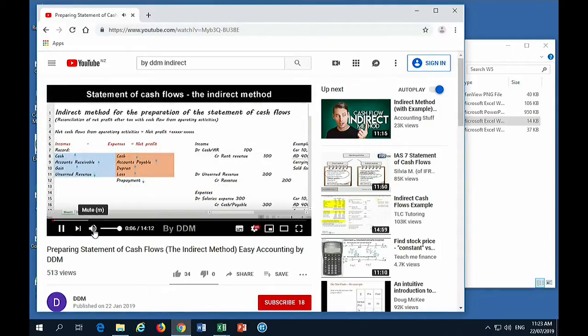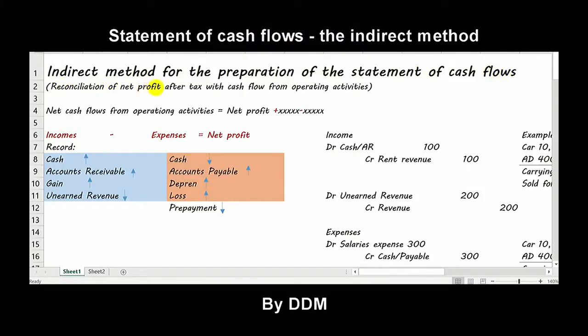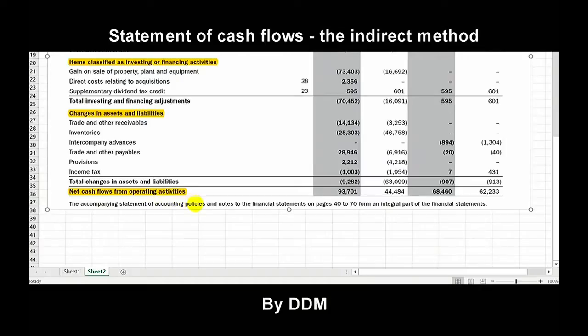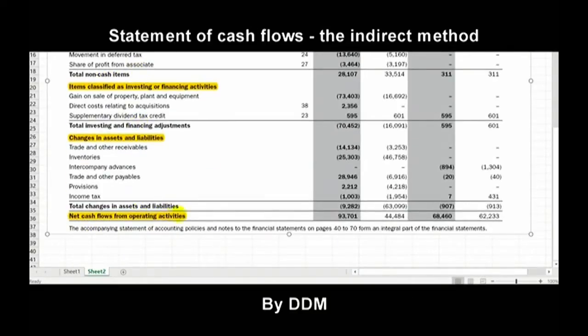Hi everyone. I'm going to explain the basic idea about the indirect method for the preparation of the statement of cash flows, also known as reconciliation of net profit after tax with cash flow from operating activities. First, let's look at the reconciliation of operating cash flows from 2013's warehouse's financial statement. Under the accrual accounting system, we know that a firm's net profit is not necessarily equal to the net cash flows from operating activities. So this financial statement under the indirect method, the reconciliation of operating cash flows, explains the relationship between net profit and net cash flow from operating activities.